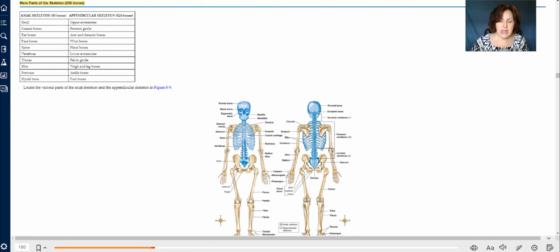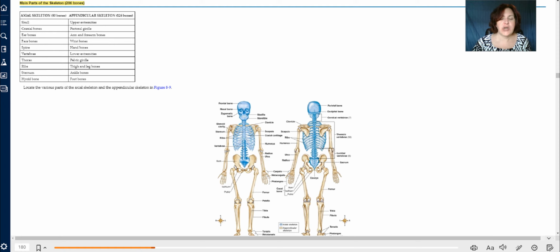The blue in this picture is the axial skeleton, skull, spinal cord, and that's it. The appendicular is the white bones, which are the collarbone, the clavicle, the scapula, which is your shoulder blade, and your arms, as well as the hips and all the legs. So everything that hooks onto the spinal cord is the appendicular.